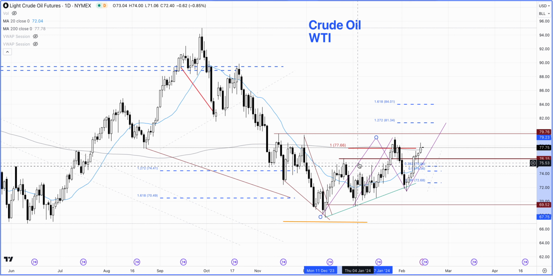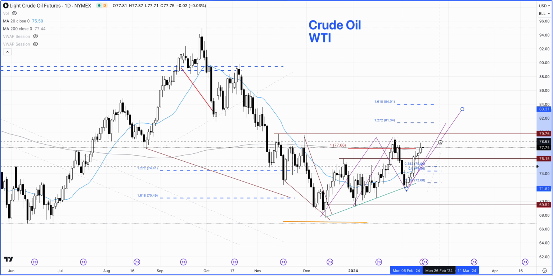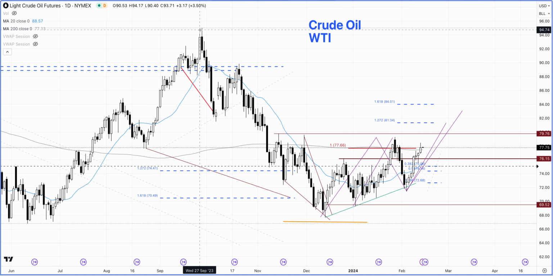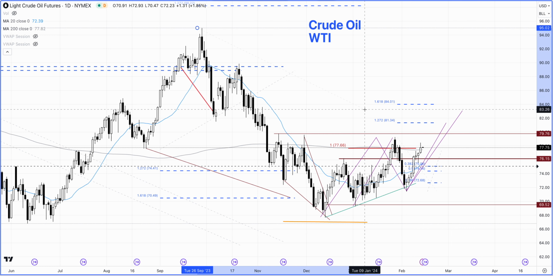Here we go, we take this. Then the bigger one forms a confluence, not exactly, but pretty close, with 1.618 expansion. So what we're looking for is crude oil probably going anywhere between 81.35 to 84 dollars per barrel. That looks like where the crude oil might actually be heading.